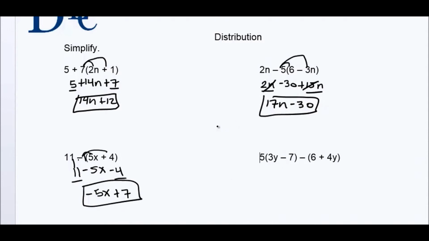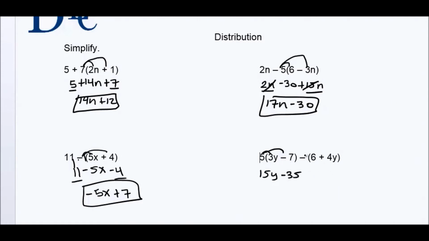Let's do one more. This is not challenging. It's just longer, but that's okay. So right here we're going to distribute the 5, which means we multiply the 5 times all the terms inside this set of parentheses. So that's 15y. 5 times negative 7 is negative 35.